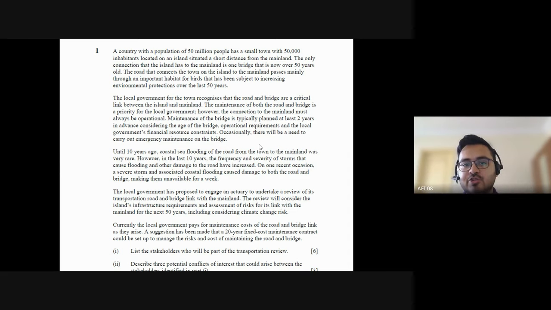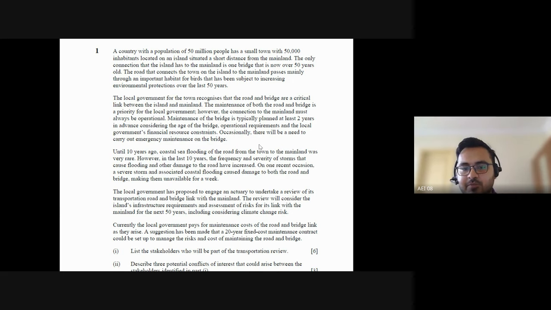The moment that you have read it, you should be able to say, first paragraph it was giving me some background information. Second paragraph talked about why it is very important for the local government. Third paragraph was talking about how storms and everything has come. Fourth paragraph is talking about the scope of work for the actuary. And fifth paragraph is talking about how the maintenance work has been right now and how it will change. So all of these, matlab, you should be able to provide a synopsis in less than 15 seconds once you have read it thoroughly. So the idea is not reading, idea is comprehending.